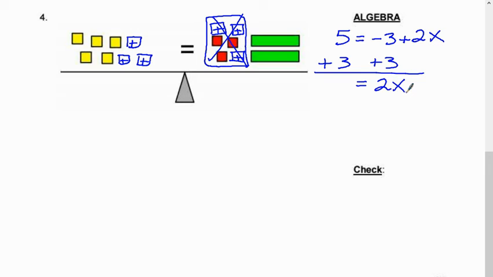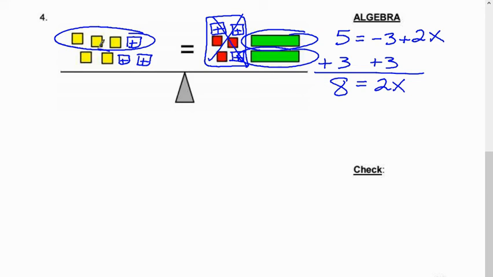2x is on the right-hand side, and on the left-hand side, when I add the 5 positives with the 3 positives, that makes 8. So the equation says 8 equals 2x. Now I need the value of just one variable. So on the right-hand side, I'm going to split it so that I have one variable in each group. So I just created 2 groups on the right, which means I need to create 2 groups on the left.